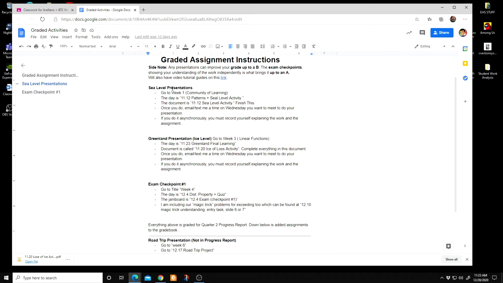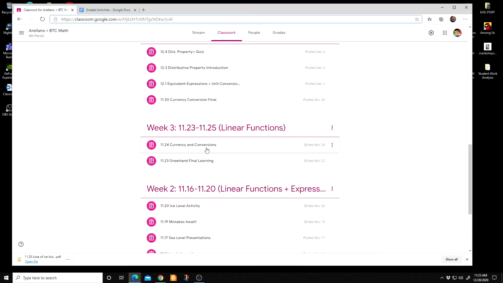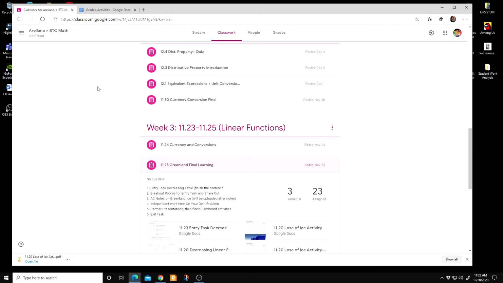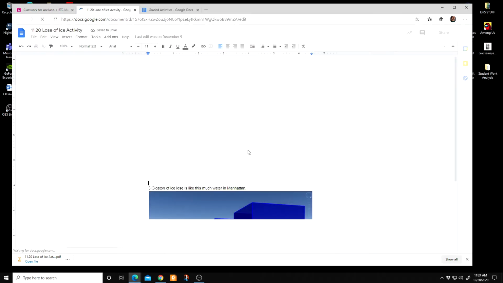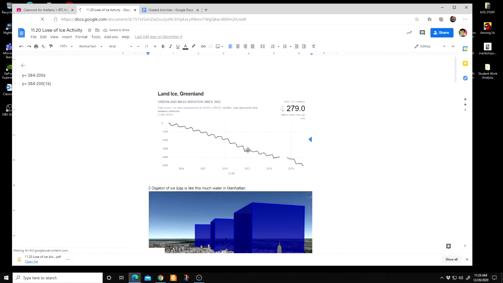So if we go to sea level presentation, Greenland presentation, you're going to go to week 3, linear functions. So week 3, linear functions, Greenland final learning, and you're going to hit the document titled 11.20 ice loss activity. This kind of went together with the activity up above here. So we're going to go ahead and click that document, and you're going to see how this is going to look. Now there's a part that we did in class, and there's a part that you're also going to do. So let me open up that file.